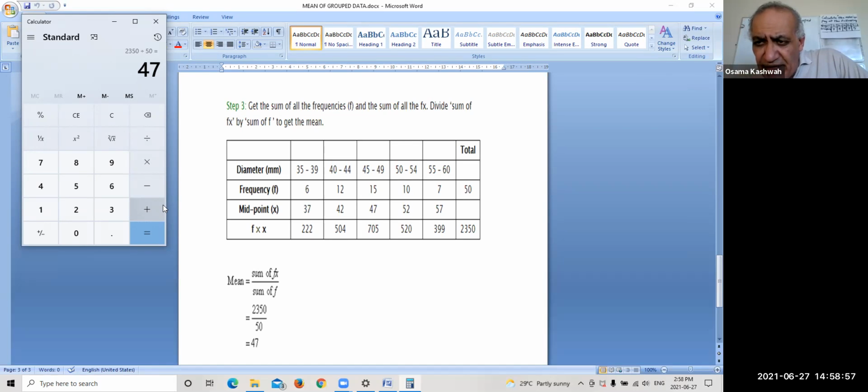It means that the central tendency, the average bottleneck diameter, is 47 millimeters. Yes, we have values less than 47, like 35, and we have values up to 60. But the average is in the middle between the lower value and the higher value. If you use one number to represent all these numbers, this is what the average, or the mean, is.